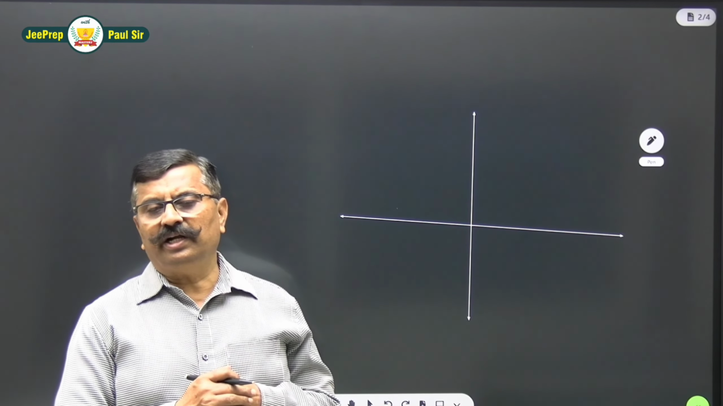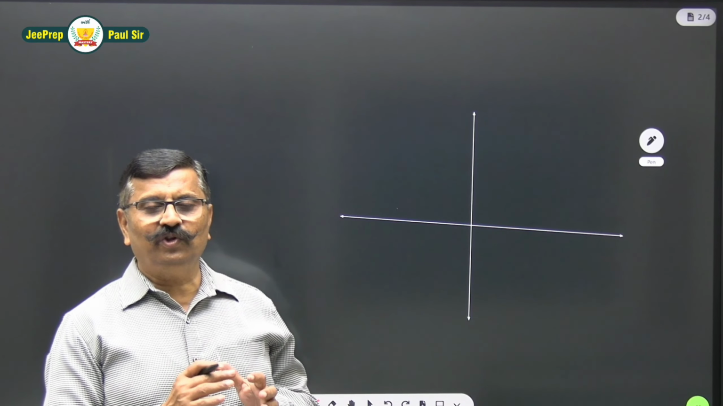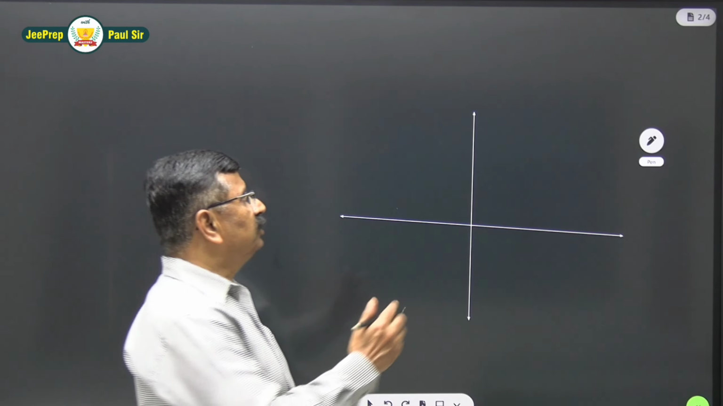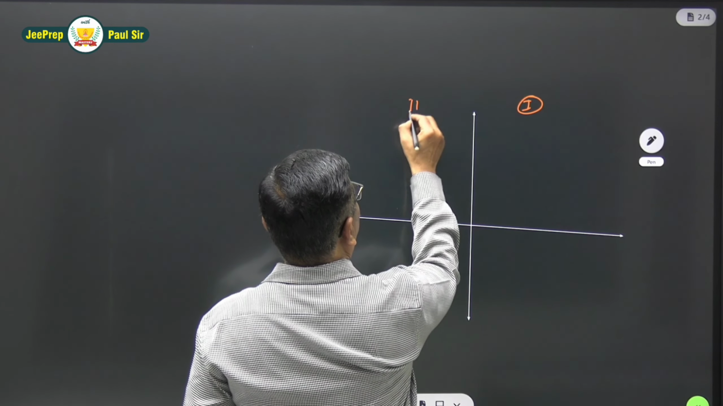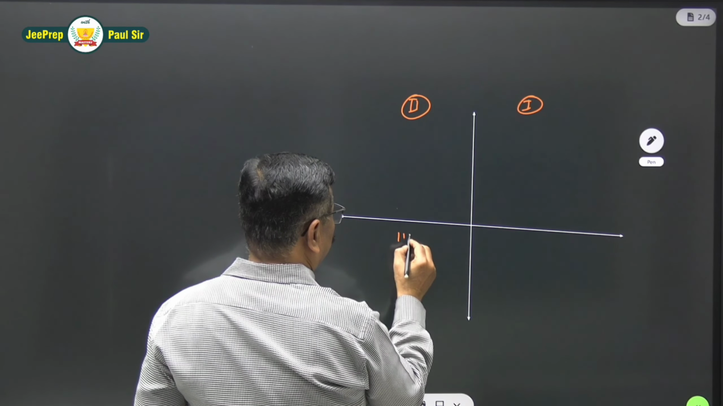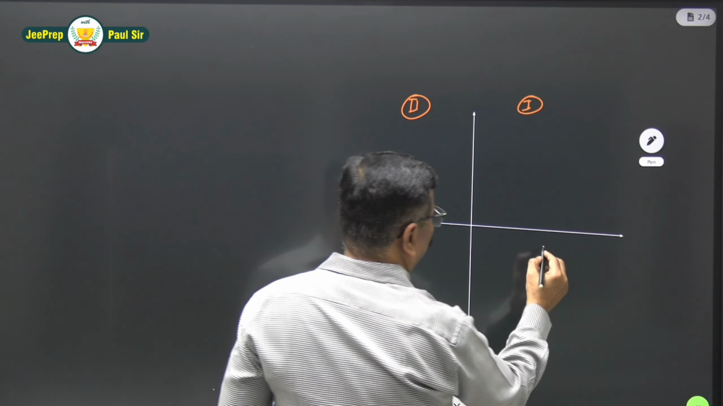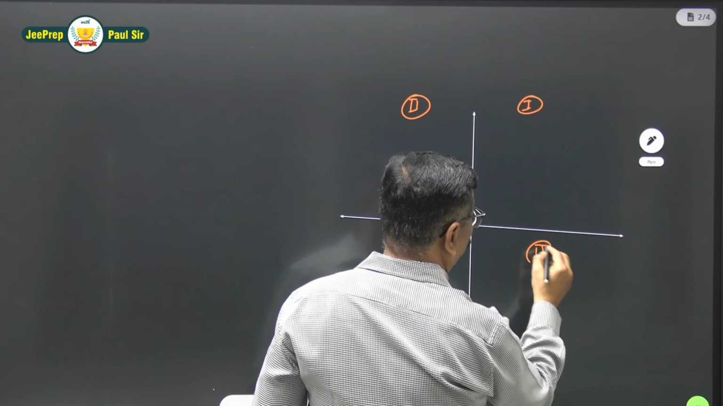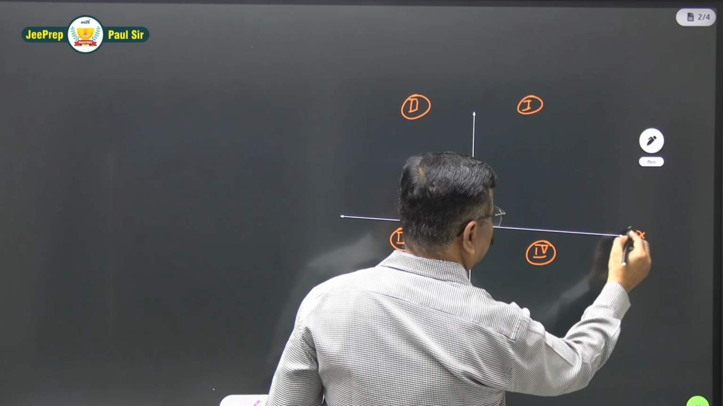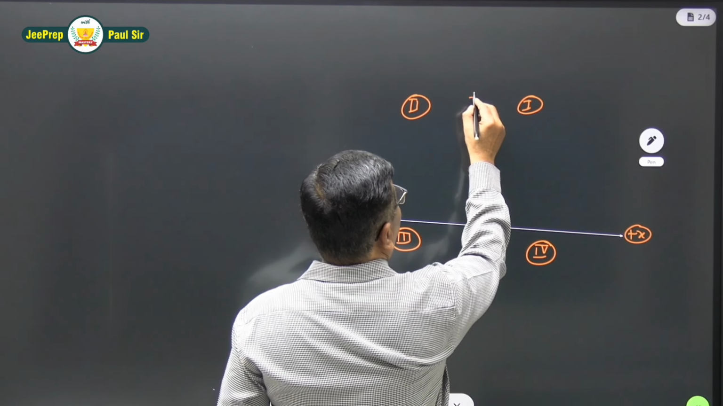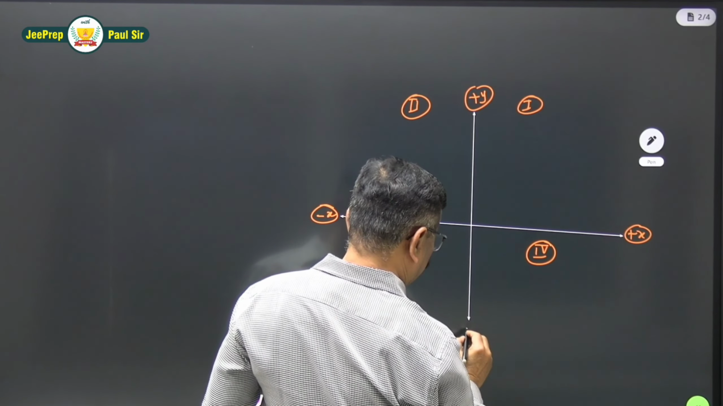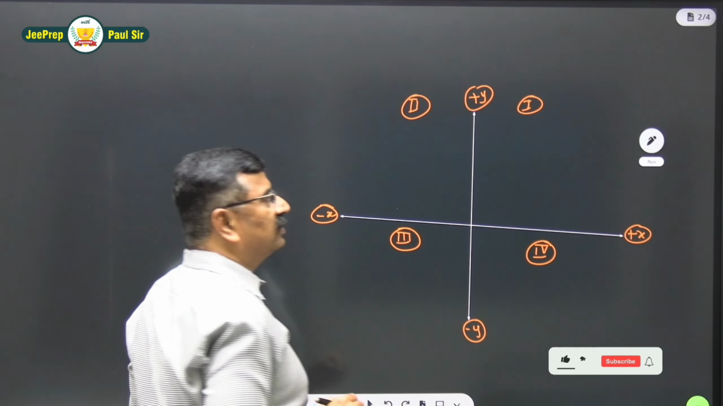Now, we will consider the Cartesian coordinate system. We know that there are four quadrants. This is the first quadrant, this is the second quadrant, this is the third quadrant, and this is the fourth quadrant. Now, this is plus x-axis, this is minus x-axis, this is plus y-axis, and this is minus y-axis.